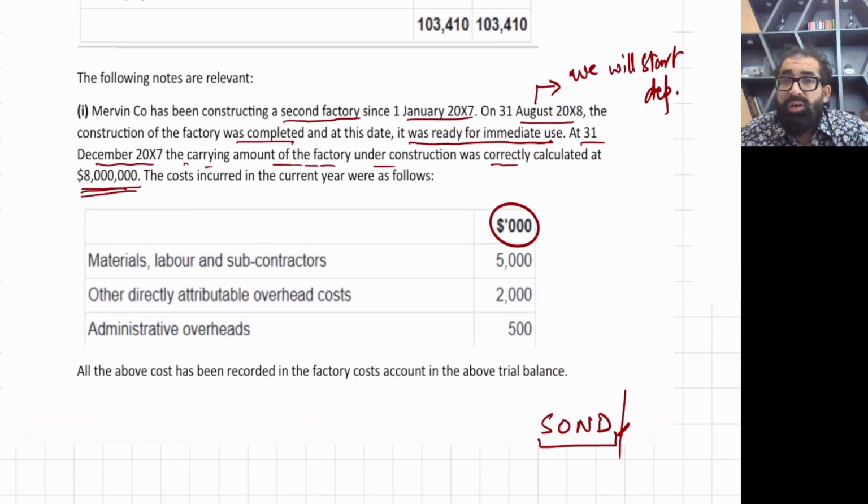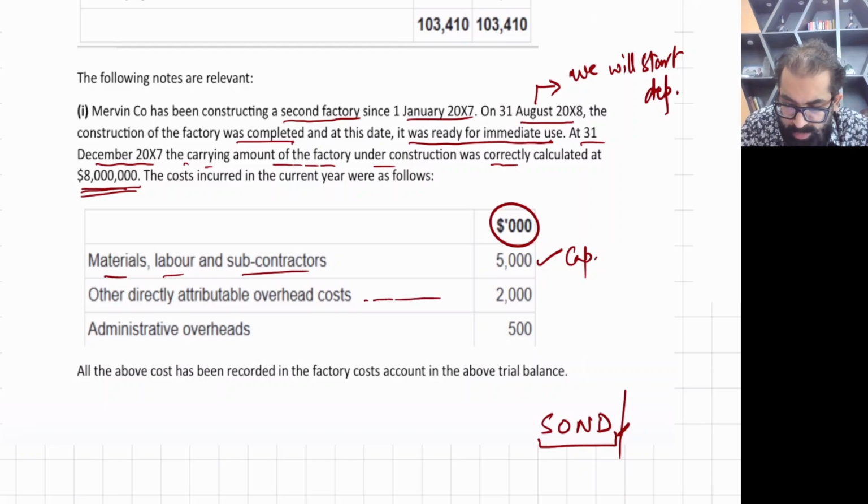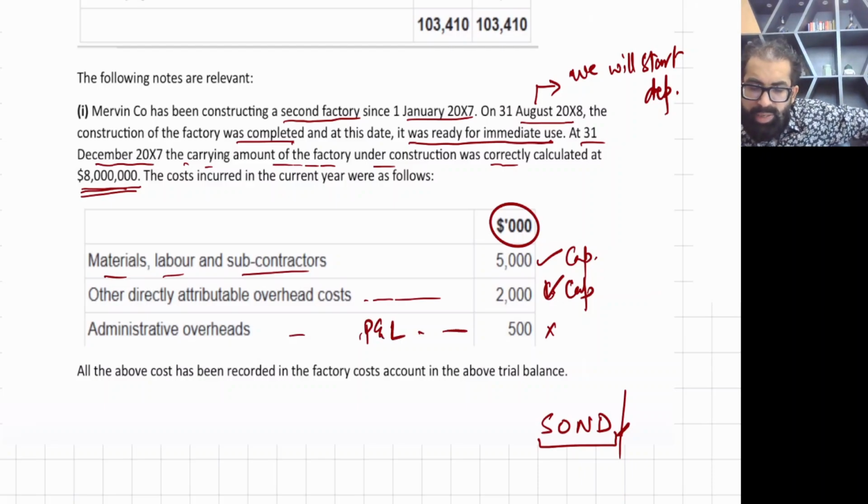Now, what new amount was spent on the construction? Material, labor and subcontractor 5,000. Yes, it should be capitalized this year. Other directly attributable overheads, yes, they should also be capitalized. But admin overhead, no. Admin cost goes to P&L immediately. So admin cost should be booked immediately in the P&L.